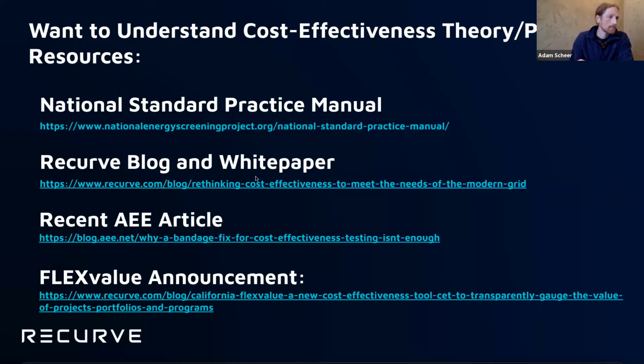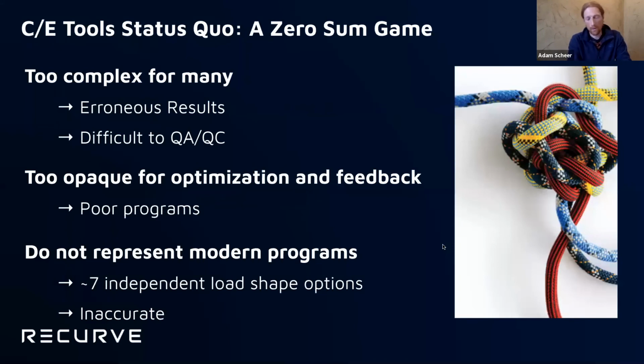Now, like I said before, the goal here today is to have people actually running the FLEXvalue calculator by the end of this presentation.